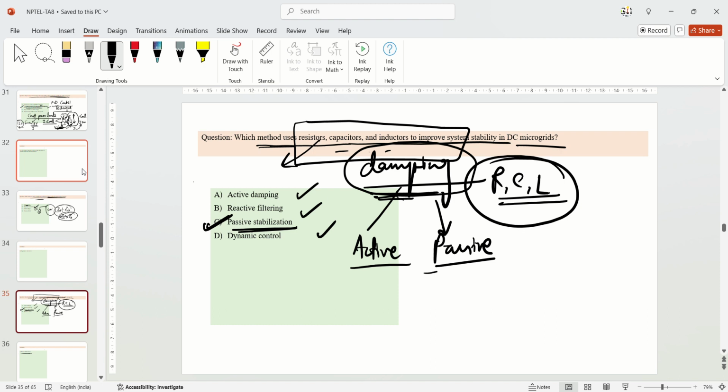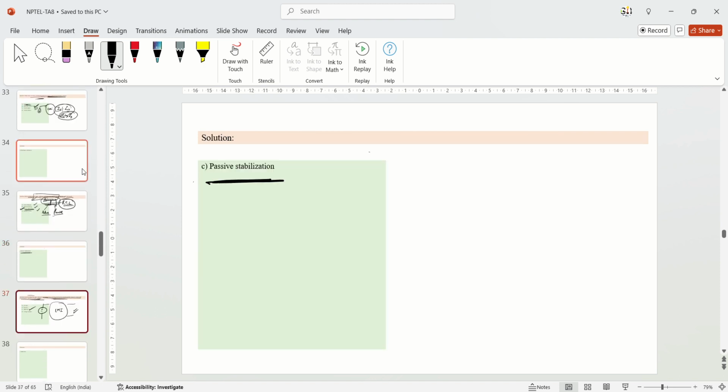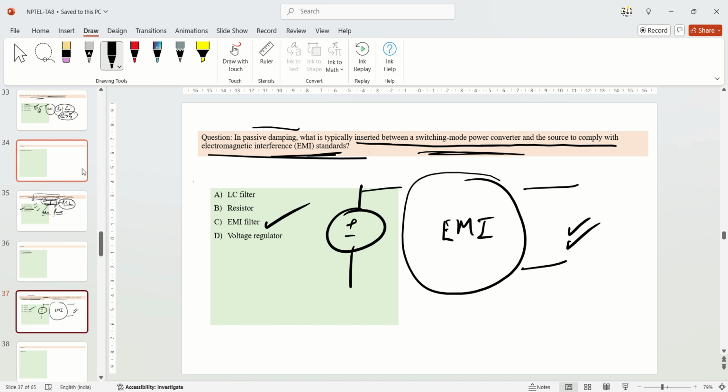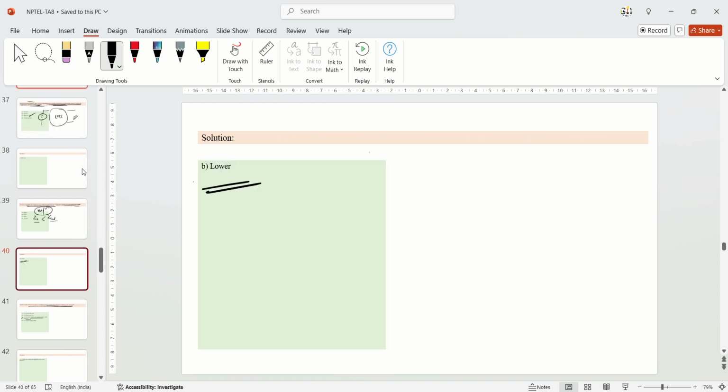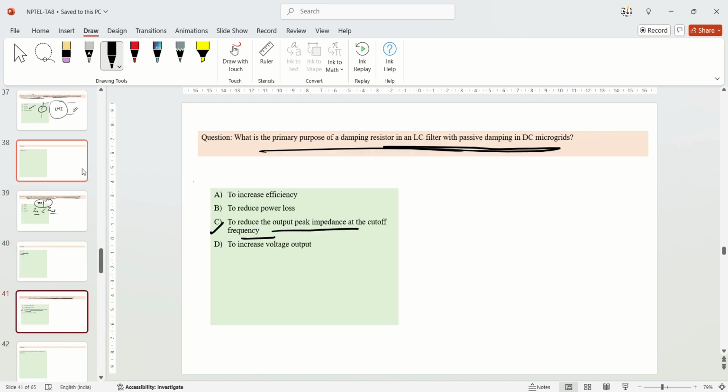One example we have seen from the passive stabilization. Then what the components inside this system are, that is the EMI filter and where it is placed. And then we have studied the relation between the Z input and the Z output at the resonance frequency itself. Then we have studied the primary purpose of the damping resistor in the AC filter with passive damping.